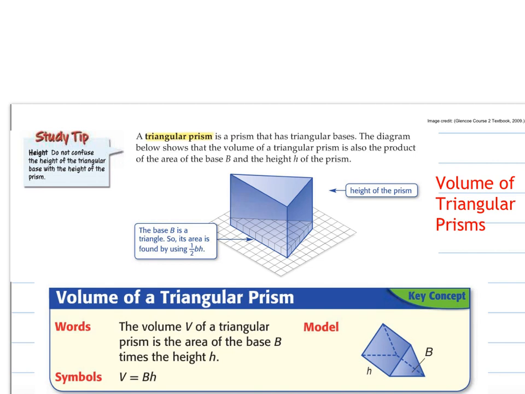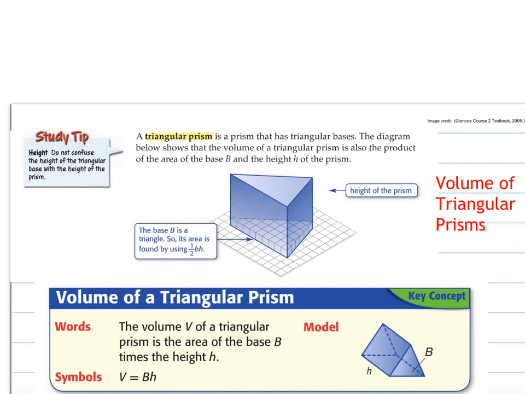Now we have triangular prisms, okay? So this is our second to last shape. Triangular prisms are prisms that have a triangular base, whereas rectangular prisms had a rectangle for the shape of the base. Important not to confuse height of the triangle with the height of the prism, okay? So be careful with that.